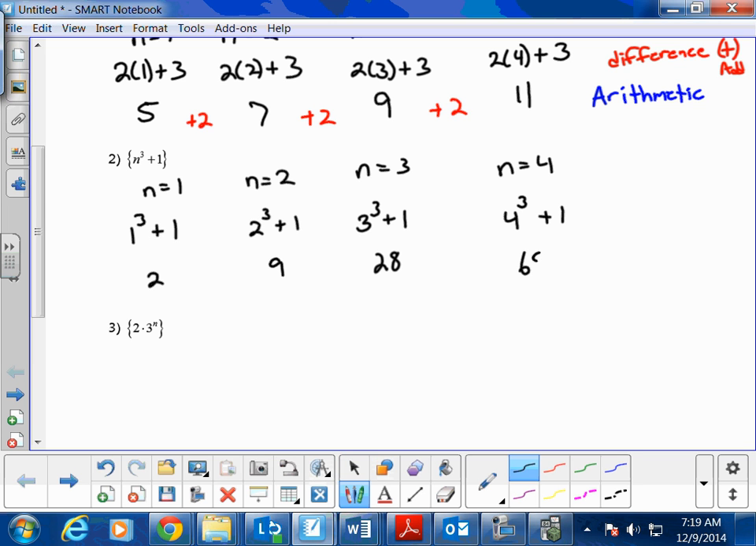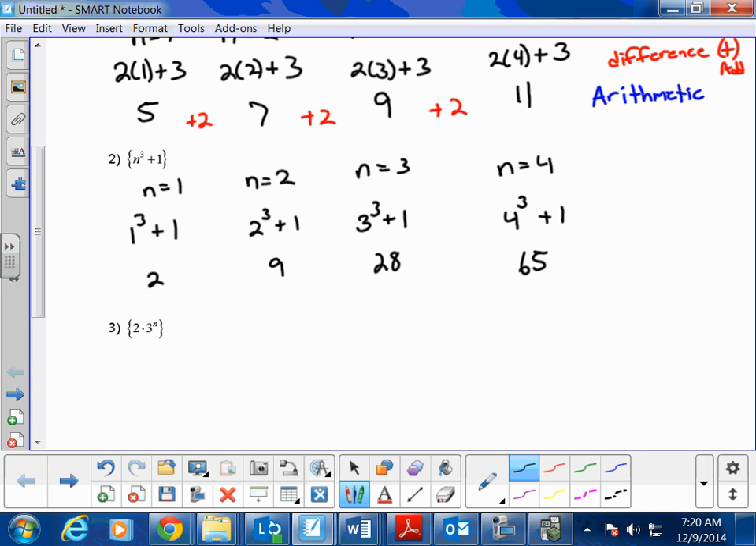So I have 65. Let's look to see what is actually occurring in this one. In this one, we find that this one has a difference of 7. But then from there, we have a difference of 21. So this is not arithmetic for sure. I found the first 4 terms. It's going to be something different.